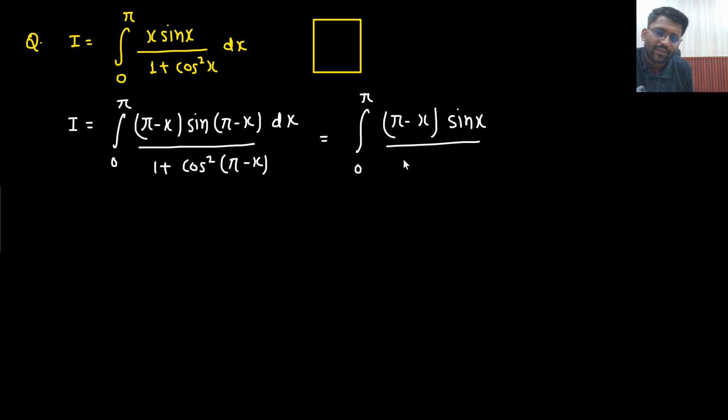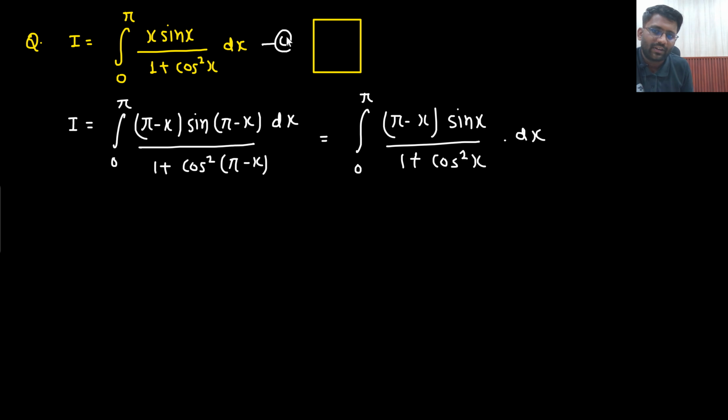Divided by 1 plus cos square. It will go in the second quadrant. In the second quadrant cos is negative, but there is square, so it will become positive only. Square of any negative number will be positive only. Dot dx. If you add both of them, then sin x divided by 1 plus cos square x will come common. Pi minus x will be added with x, so pi will come out.